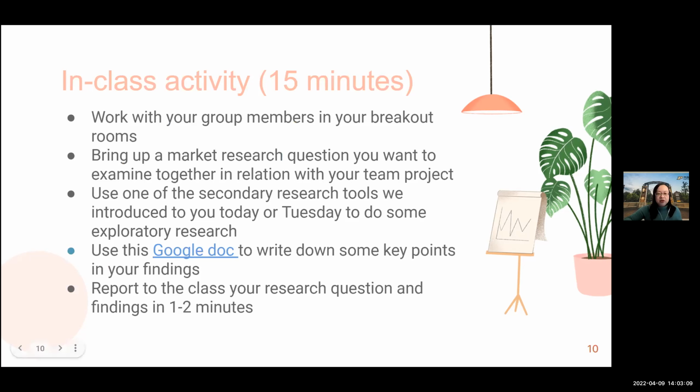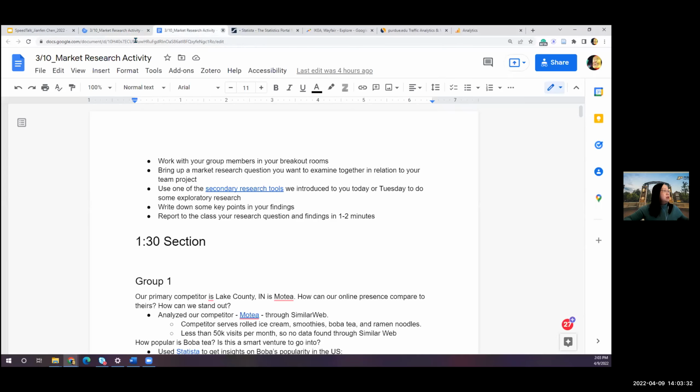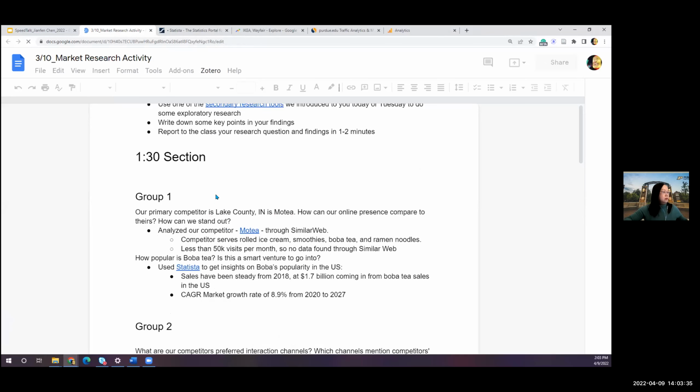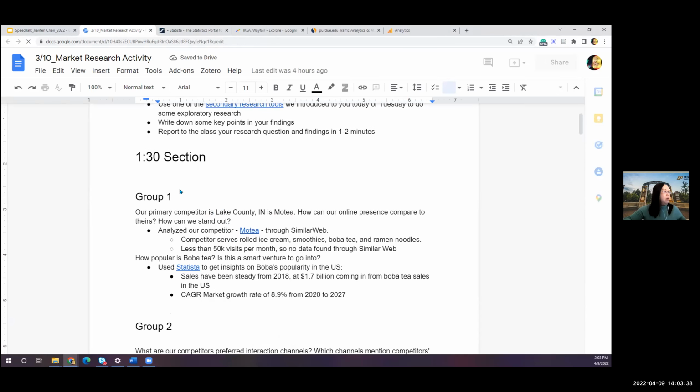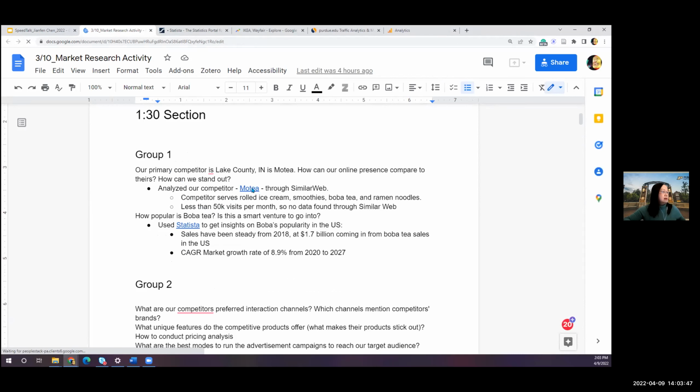So after introducing the students to the available data analytics tools, I have them work on a scaffolding activity to practice asking research questions, using data analytics tools to help answer them, and then report their findings to the class. I can show you a little bit about this Google Doc we have used in the class. I'm teaching two sections. We might take the first section, starting from 1:30 p.m., as an example.